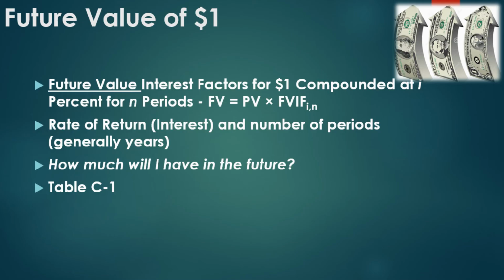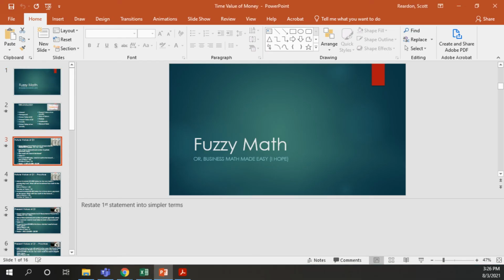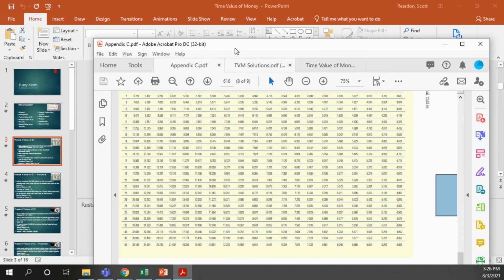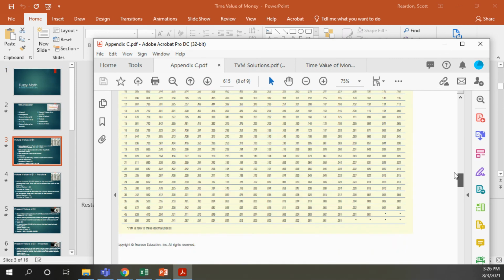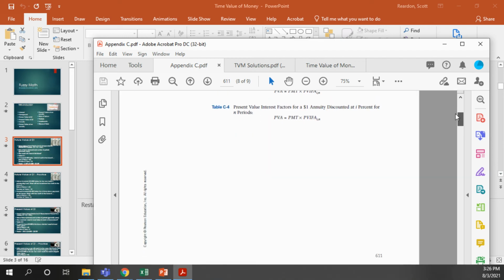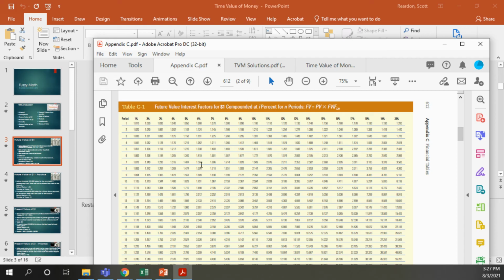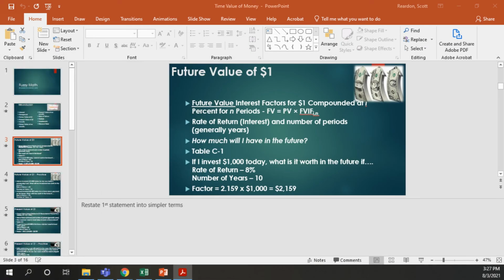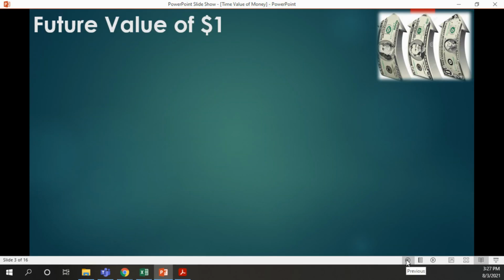We're using table C1. Let me break here for a moment. Table C1 on Appendix C attached in Google Classroom. So we're using this table right here. And I'm going to be bouncing back and forth. This is going to be kind of awkward, but whatever. We'll figure it out, won't we?